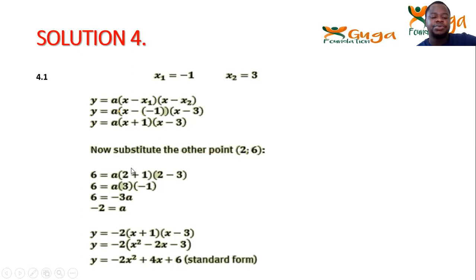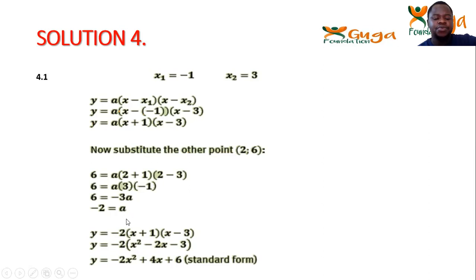Then you substitute 2 + 1, 2 - 3. Here you've got 3 - -1. Okay. Then -3a, you divide both sides by -3. Then you get your a as -2. Now, you substitute your a value and then x - x1 into x - x2, which is x - 3.